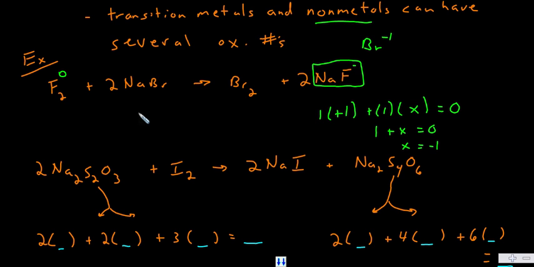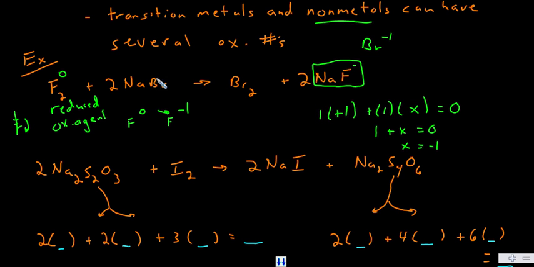Fluorine is going from 0 to minus 1 oxidation number. Let's see. So it's going down the number line. You know that it is being reduced, which means therefore that F2, if it's being reduced, is your oxidizing agent.